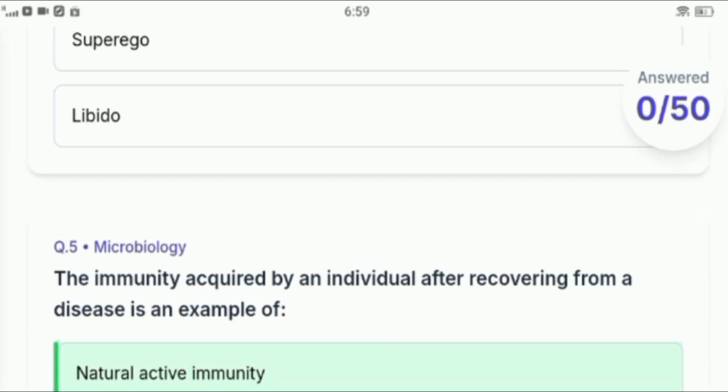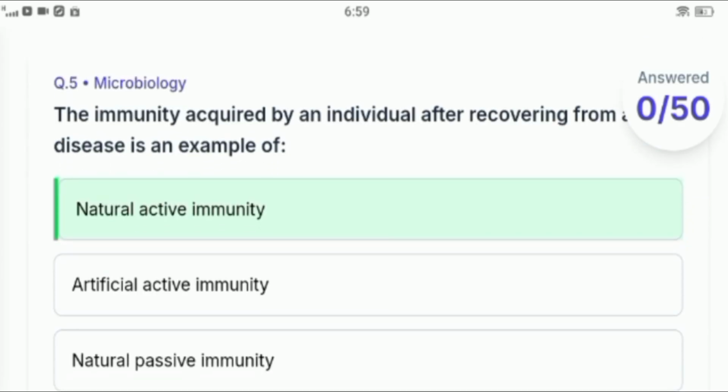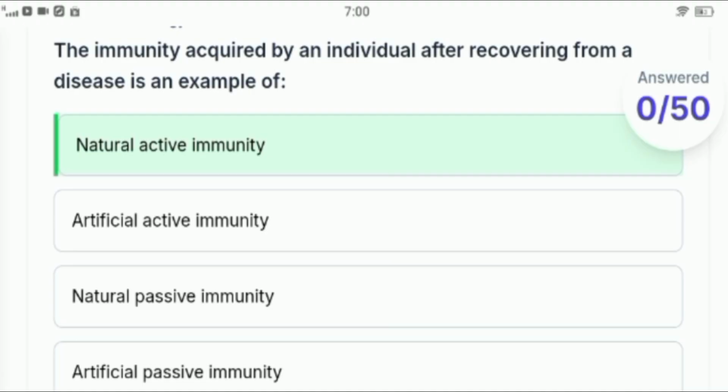5. Microbiology. The immunity acquired by an individual after recovering from a disease is an example of option A, natural active immunity, B, artificial active, C, natural passive, and D, artificial passive. So the correct answer is the natural active.